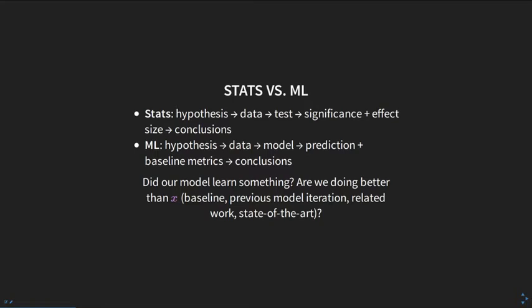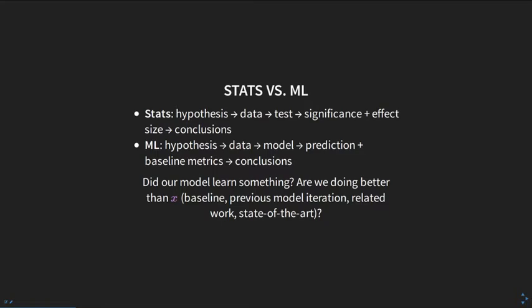And after it did these predictions on our data, we want to have, similar to a significance test or some effect size, metrics to see if our hypothesis still holds. And these might be baseline metrics or some predictions from another model or from our own model. But we need a bunch of those to compare and see how we're actually doing, because otherwise we can't draw any conclusions.